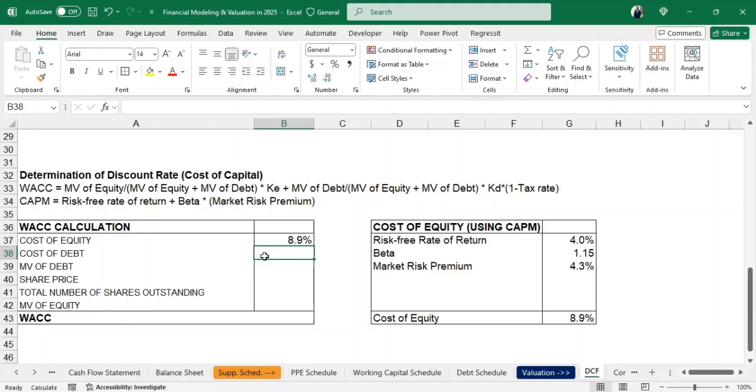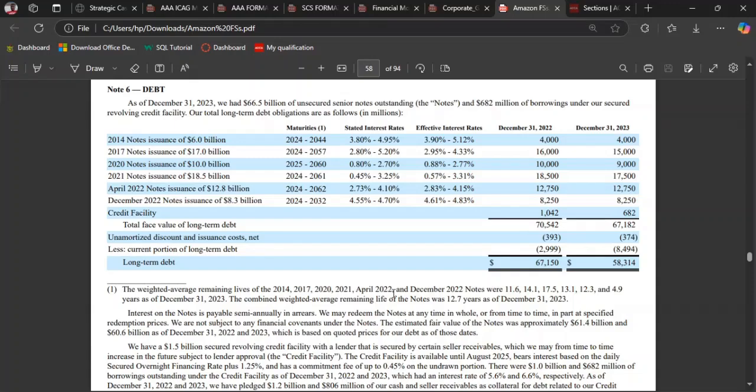Okay, now the cost of debt. The cost of debt can be found from within the 10K of Amazon. So when it comes to the 10K of Amazon, which I already did, this table we have already seen when we were constructing the debt schedule. Now when you come to the 10K, you will see some effective interest rate on our debts. So the last one here is December 2022 note issuance of 8.3 billion, and this comes at an interest rate ranging from 4.61% to 4.83%. We want to be conservative enough, and so we are going to pick the 4.8% here.